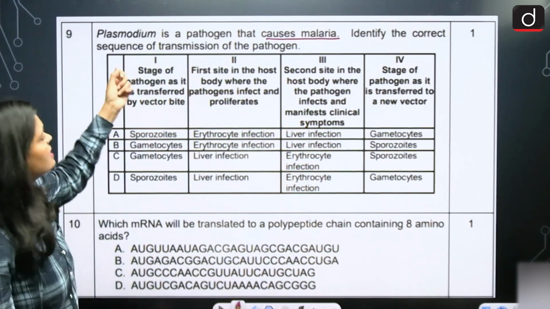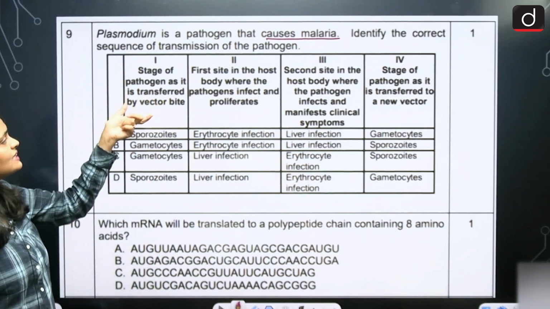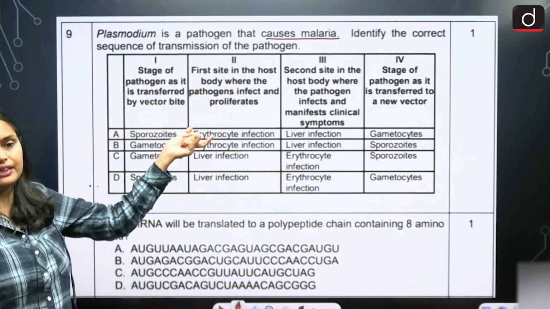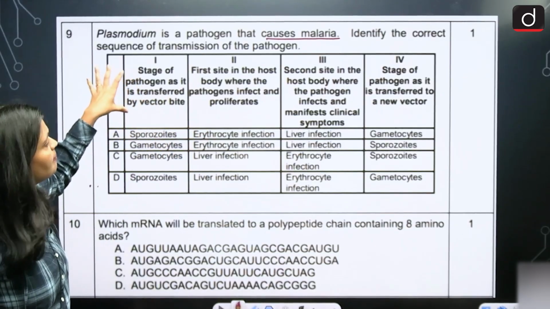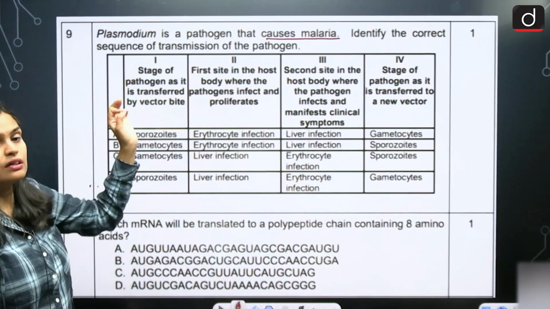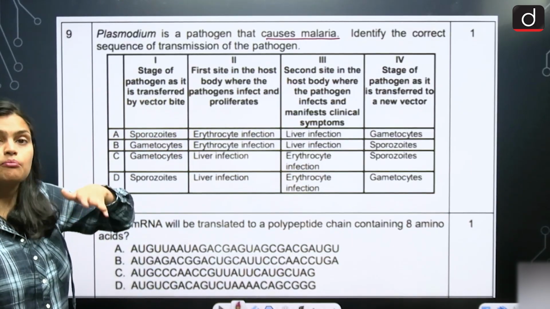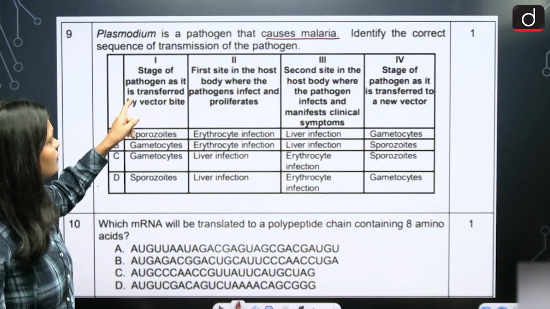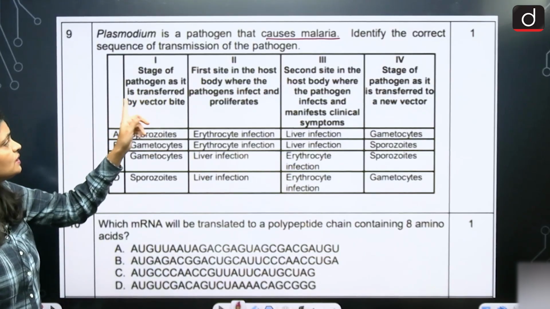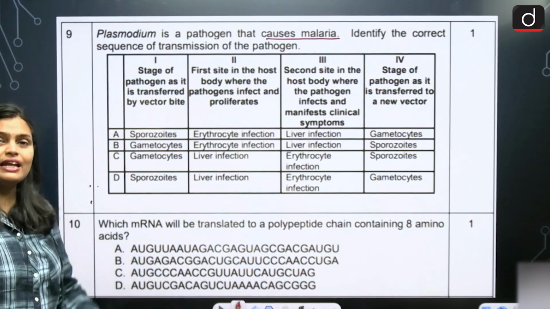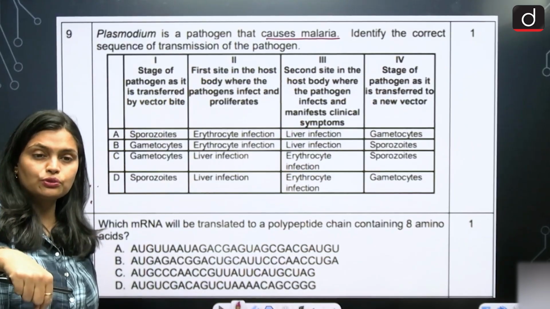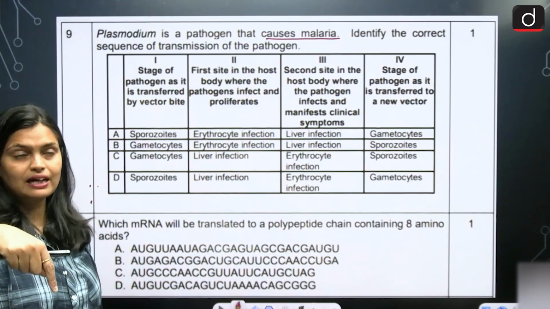Stage 1 is the stage of pathogen as it is transferred by vector bite. तो पहला स्टेज क्या है? पैथोजन जब बाइट करता है हमारा वेक्टर, मॉस्किटो इज द वेक्टर. So the first stage is the pathogen as it is transferred. तो पहला स्टेज है ट्रांसफरिंग ऑफ पैथोजन वाया बाइट ऑफ वेक्टर.